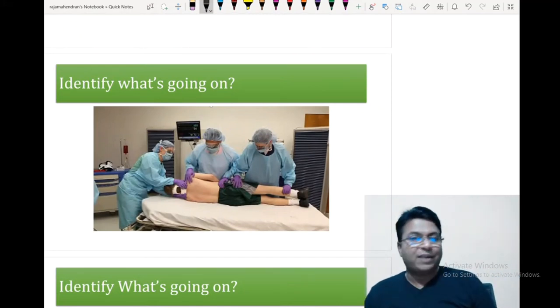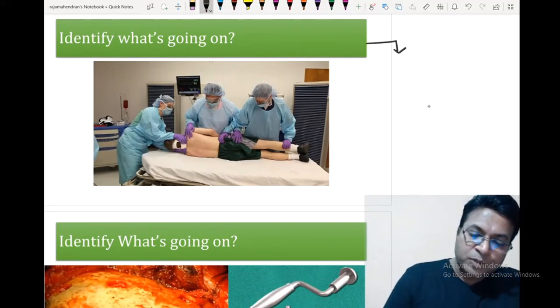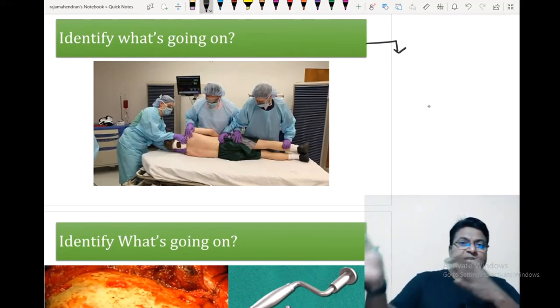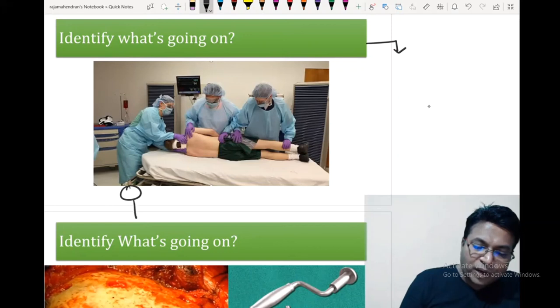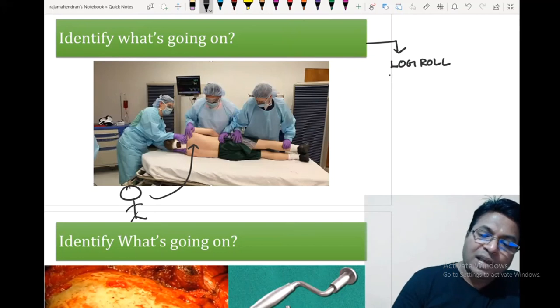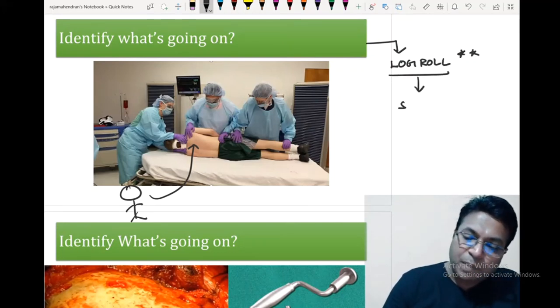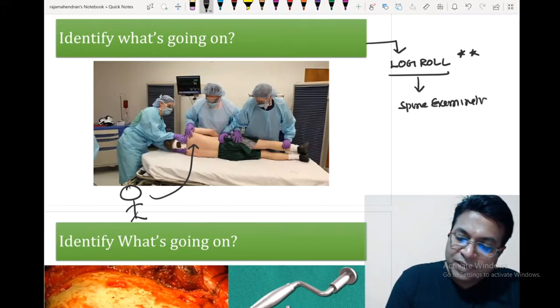These are actually video questions. I cannot play the video here, but what is going on in this image? So there are 3 people turning a trauma patient to one side, and a 4th fellow is going to come and examine from here. What is this examination known as? This is known as log roll examination, a definite MCQ for national board exams. It is used for spine examination. Spine examination is done with the help of log roll.